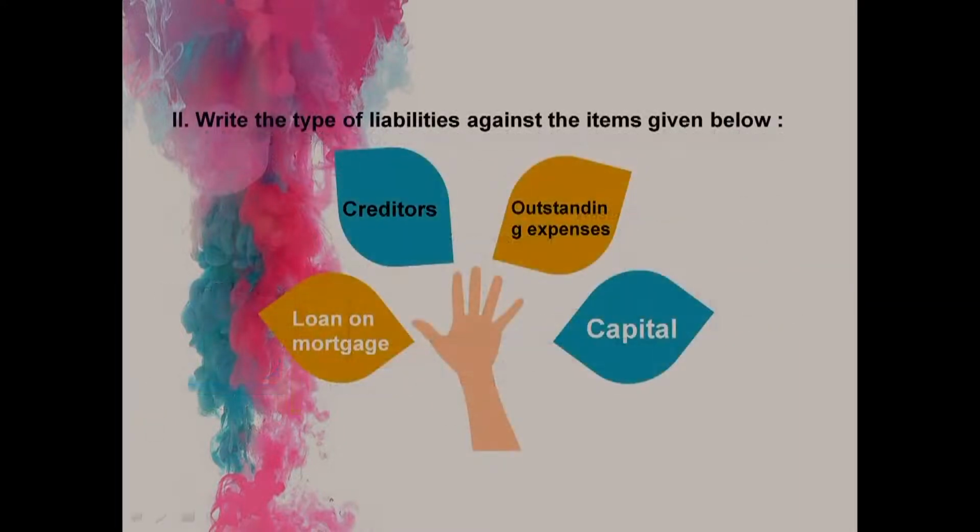Then next, if you see the slide on the screen, you will see the question: what are the types of liabilities against the items given below? Loan on mortgage, so it's a long-term liability. Okay, so if it is a loan on a mortgage, it's a long-term liability.